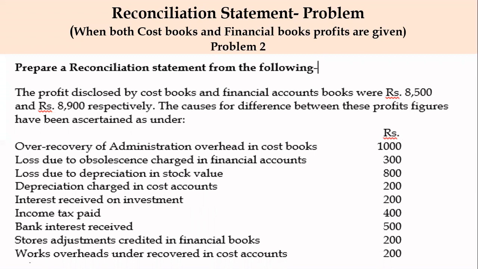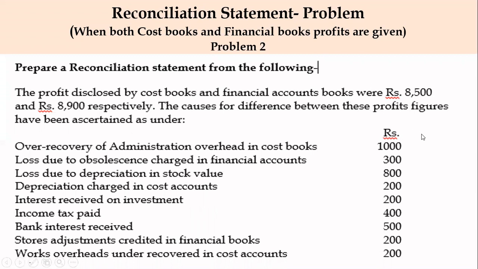Depreciation charged in cost accounts rupees 200. Interest received on investment rupees 200. Income tax paid rupees 400. Bank interest received rupees 500. Stores adjustment credited in financial books rupees 200. Works overhead under recovered in cost rupees 200.